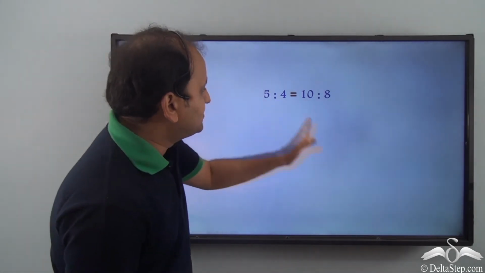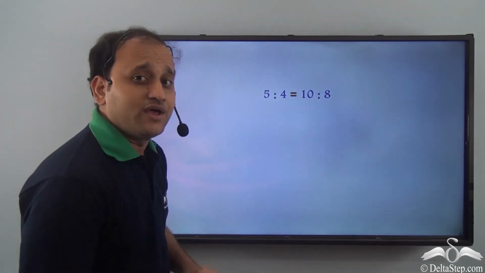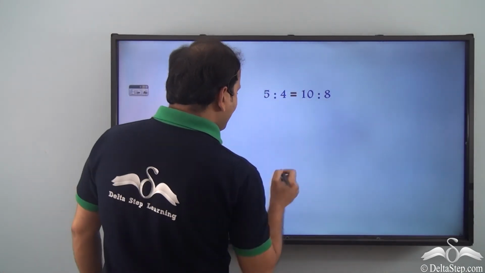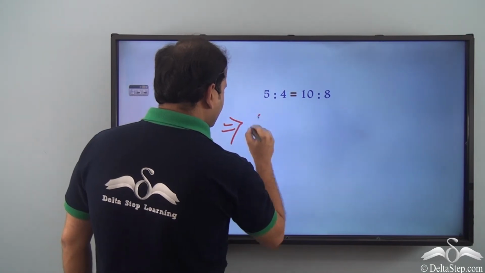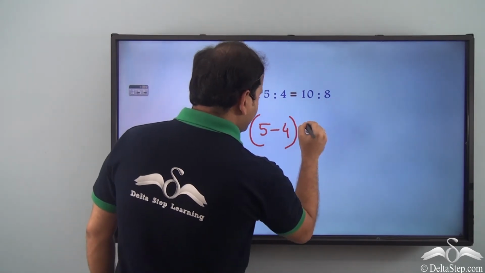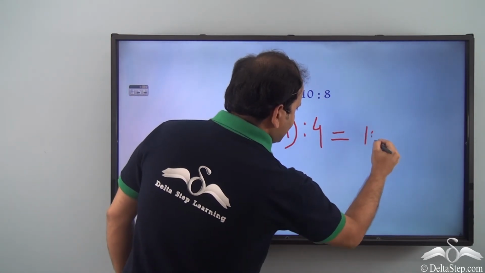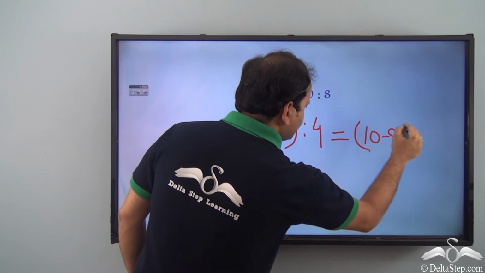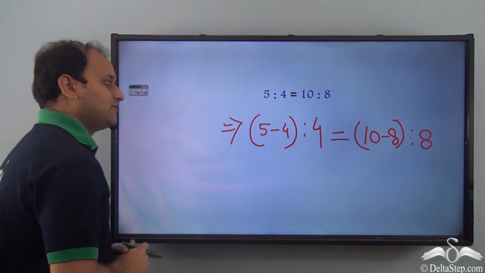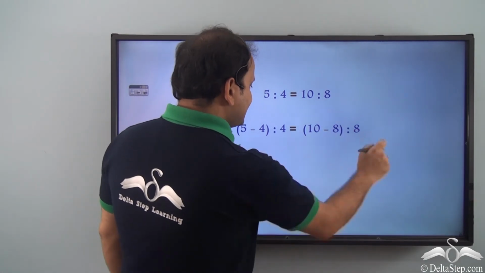So now we have this relationship here. 5 is to 4 is equal to 10 is to 8. Now if we apply dividendo property, what do we get? Well, 5 minus 4 is to 4 is equal to 10 minus 8 is to 8, right? So if we apply dividendo property, this is what we get.